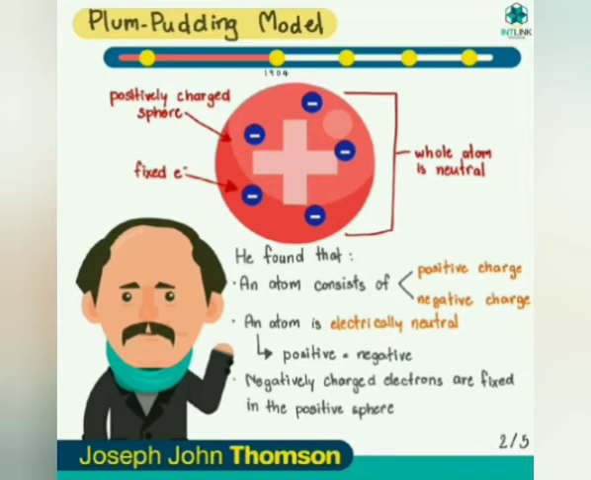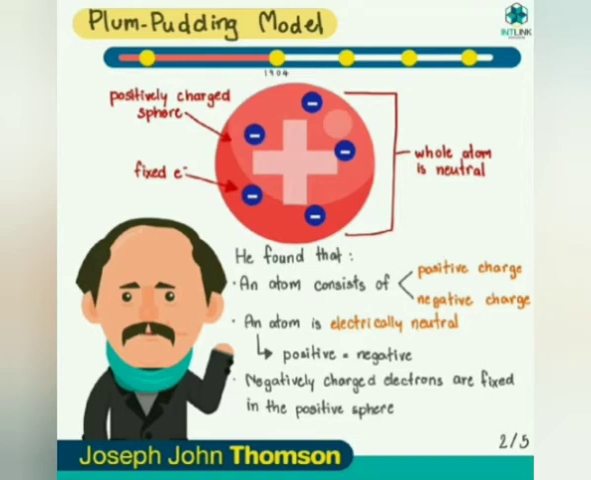J.J. Thomson's model is also known as the plum pudding model, as it resembles the structure of plum pudding or watermelon. The red part which you see as a sphere is the positively charged sphere, and in between there are hundreds or thousands of fixed electrons in blue color, and these are negatively charged particles. So according to Thomson, the whole atom was neutral, because the positively charged sphere and negatively charged electrons have the same magnitude of charges, so positive and negative cancel out each other and the atom remains neutral.